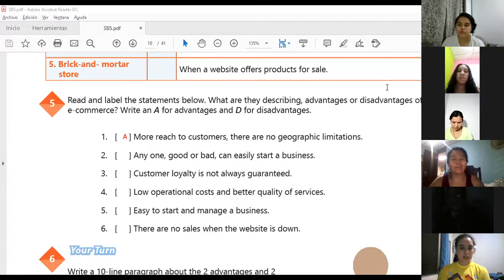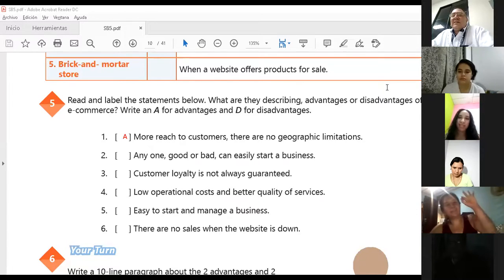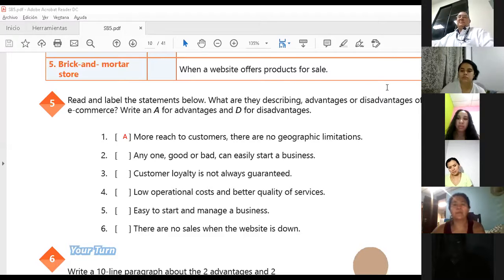Advantage or disadvantage? Some of you say it's an advantage, some of you say it's a disadvantage. Why is it an advantage? Because disadvantage, because it says that it can be someone good or bad, so they can sell illegal things online. Mm-hmm. Okay, yeah, that's a good point.